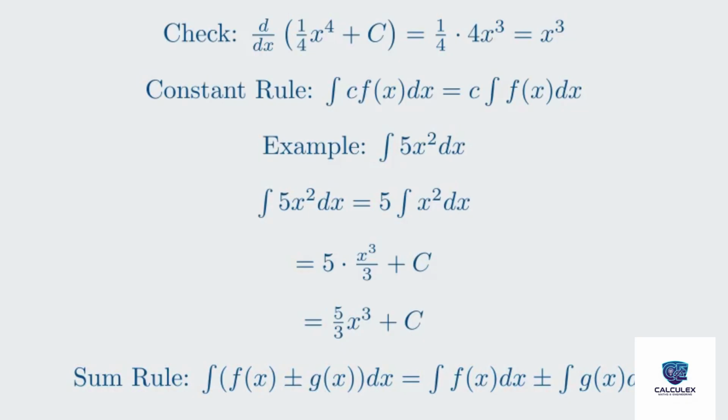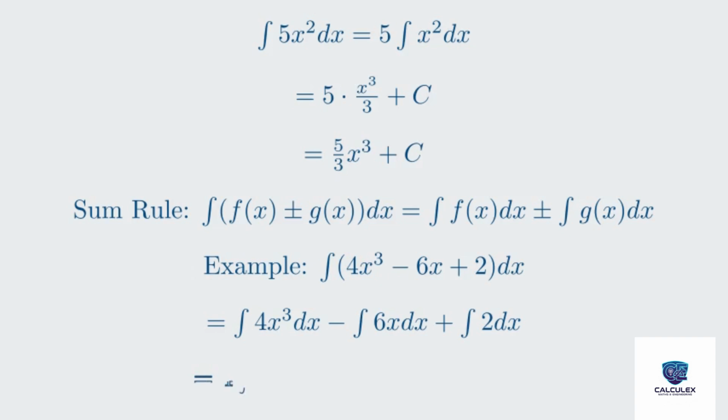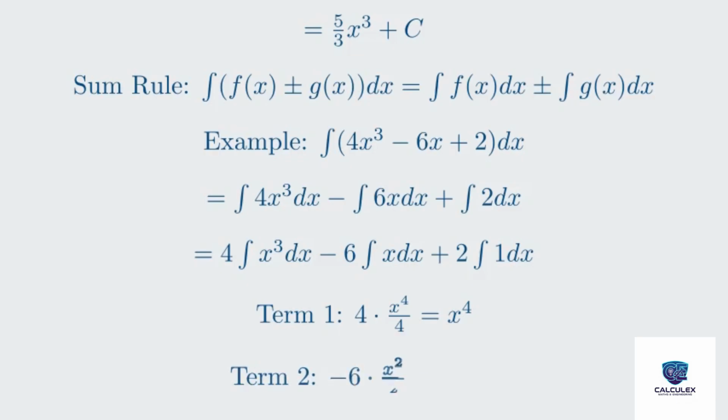Let's combine all these rules into one polynomial example. Let's find the integral of 4x cubed minus 6x plus 2. First, we can use the sum rule to split it up into 3 separate integrals. Now, we'll apply the constant rule to pull out any numbers. We have 4 times the integral of x cubed minus 6 times the integral of x plus 2 times the integral of 1. Time to integrate each term using the power rule.